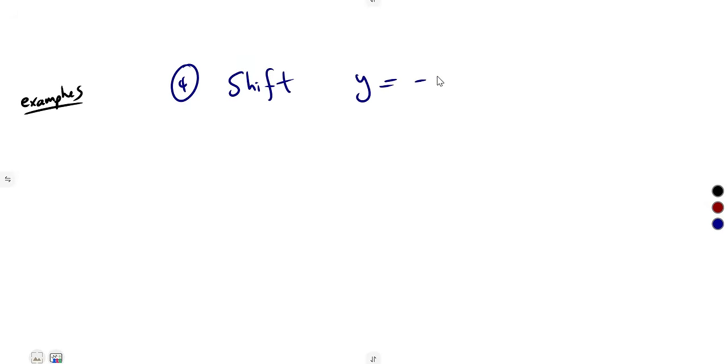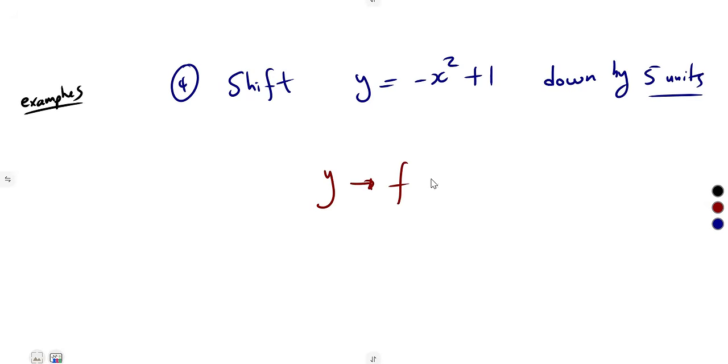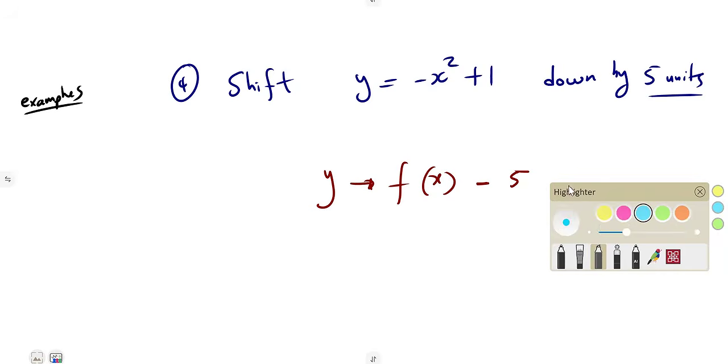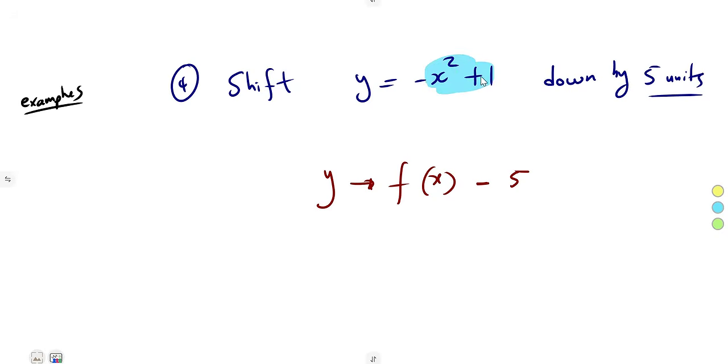Shift y is equal to minus x squared plus 1 down by 5 units. We are given it is going down. From f of x, the transformed function is going to be f of x minus a, the number of units as we are going down. Where our f of x is the function that we are given here, as it is, this whole part, we must substitute that representing your f of x.